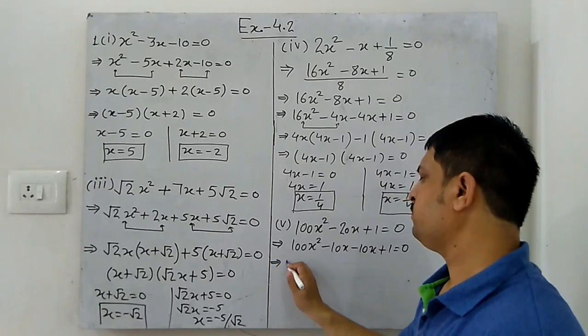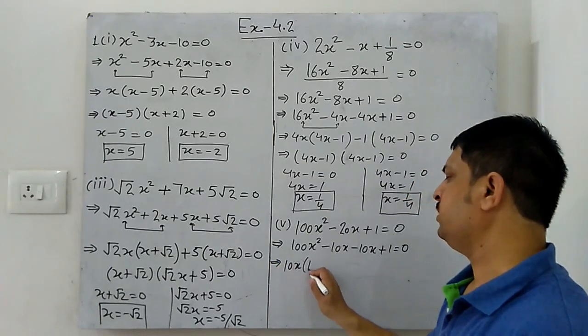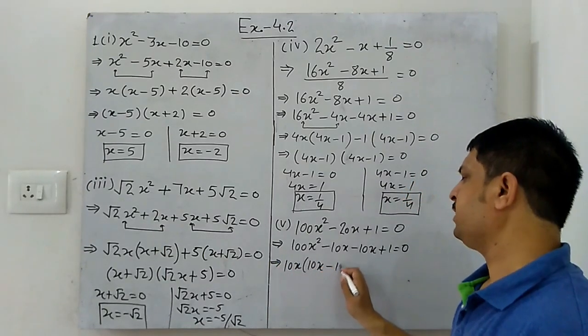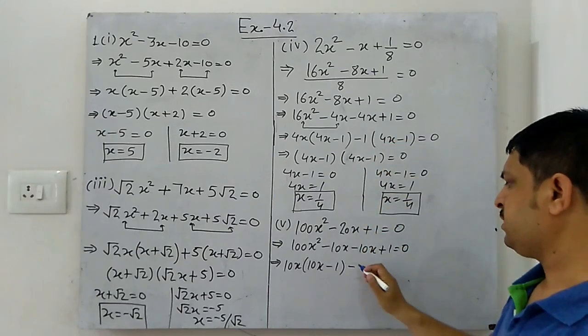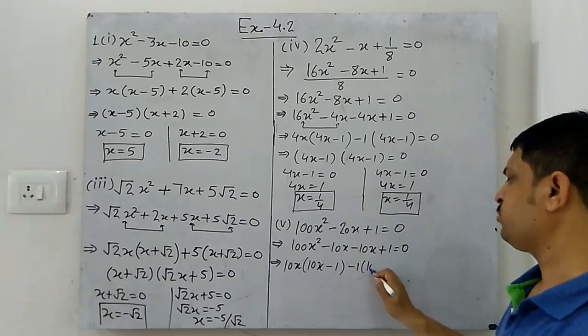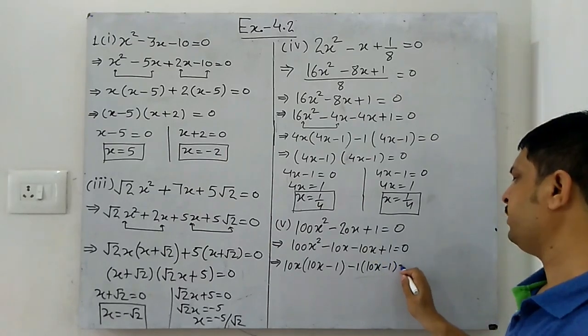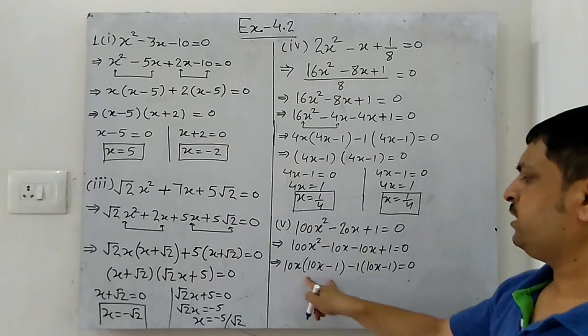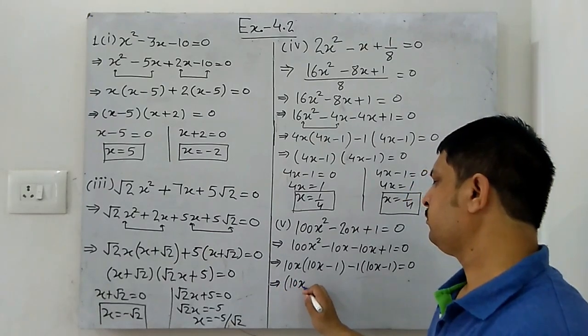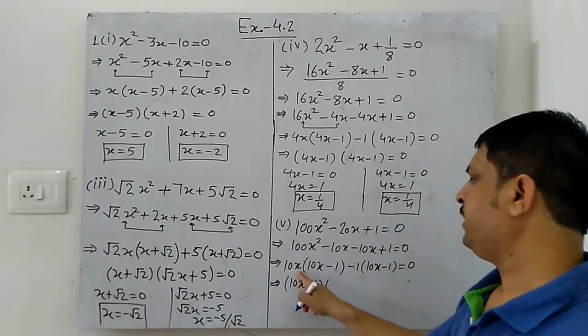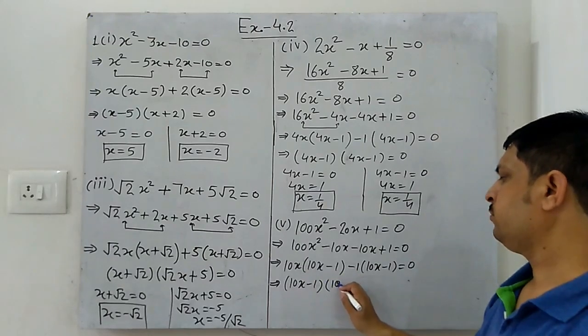From the first two terms 10x can be taken as common. So the remaining will be 10x minus 1. Both are similar questions. So from the last two, minus 1 can be taken as common. So it will also be 10x minus 1. 10x minus 1 is common. So the remaining will be 10x minus 1.